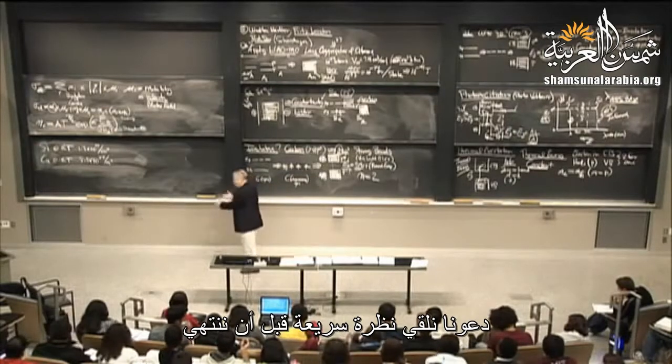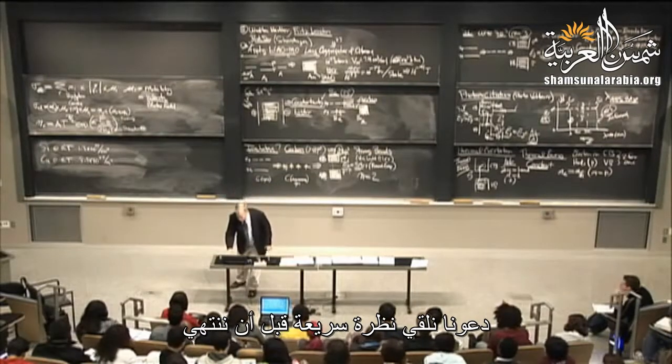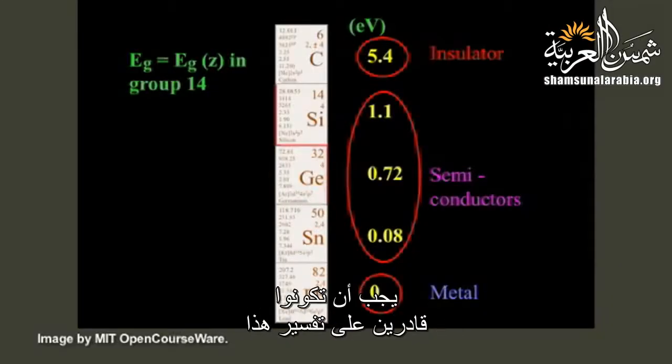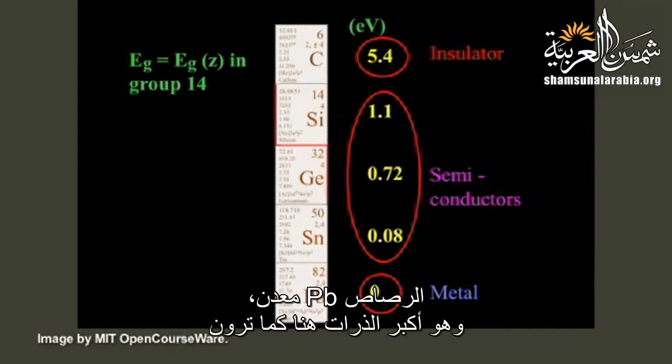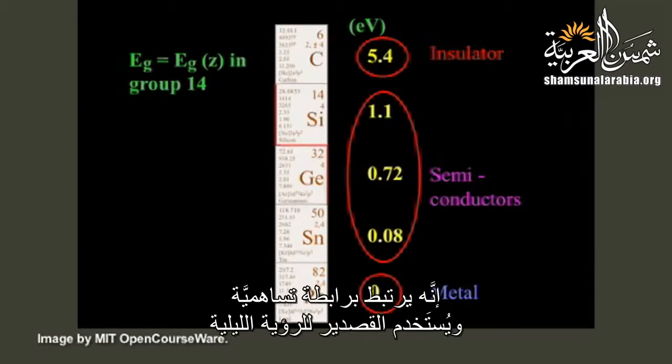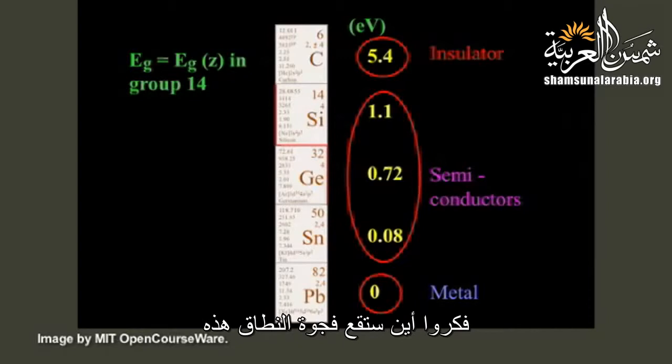Well, let's take a quick look before we finish up. Okay, this is the band gap as a function of position in the periodic table. Now, you guys ought to be able to rationalize this, right? Lead is a metal. Bigger atoms, you can see. Tin actually comes in two flavors, gray and white, and one of them, I think it's white, actually forms covalent bonds. And they use tin for night vision. Think about where that band gap is, right?